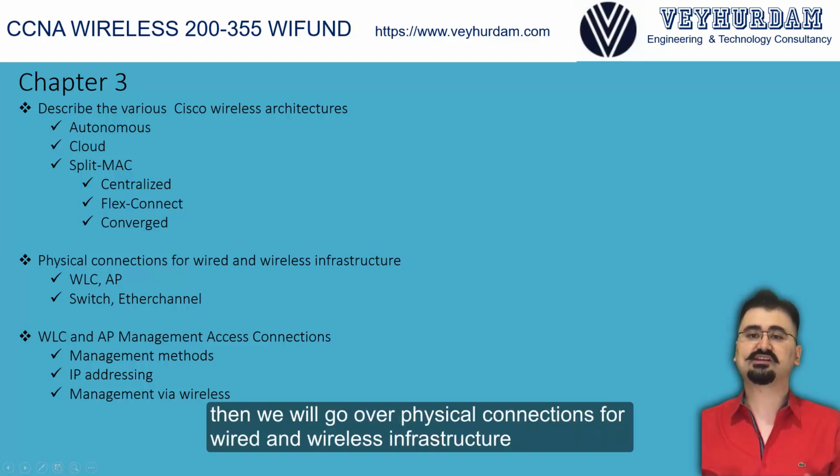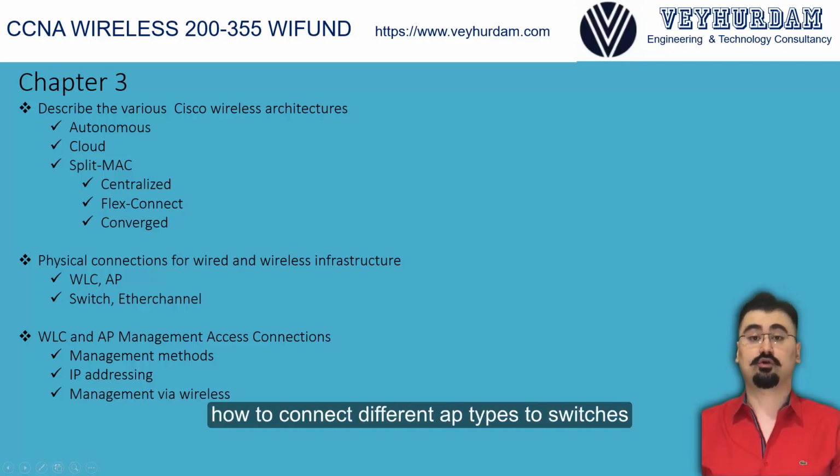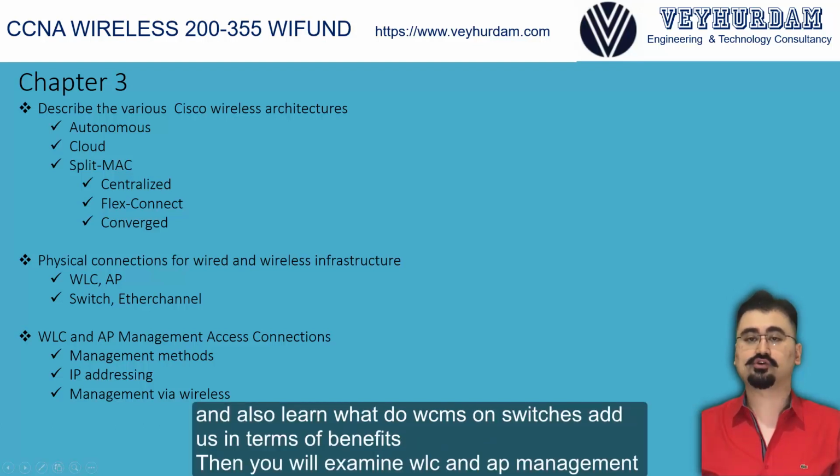Then we will go over physical connections for wired and wireless infrastructure. We will understand how to connect WLCs to switches, how to connect different access point types to switches, and why do we need EtherChannel, which is LAG, and also learn what to do with VLANs on switches, how they aid us in terms of benefits, and then we will examine WLC and AP management access connections.